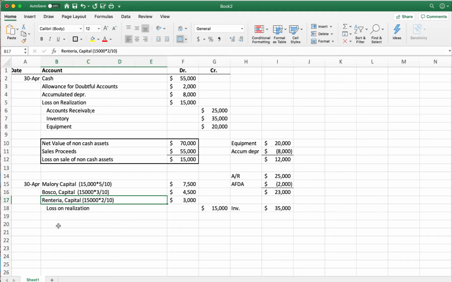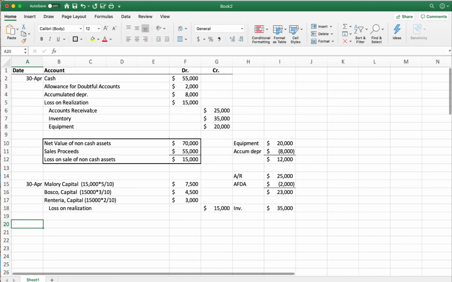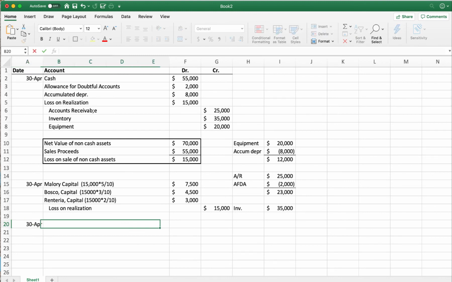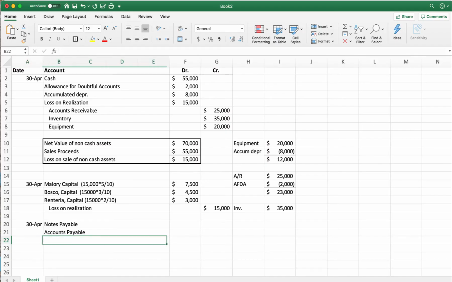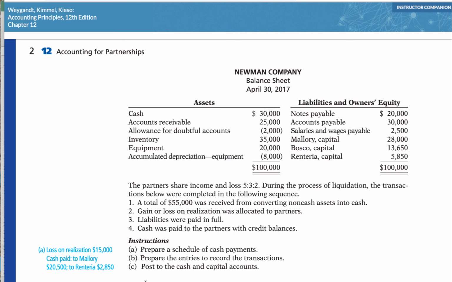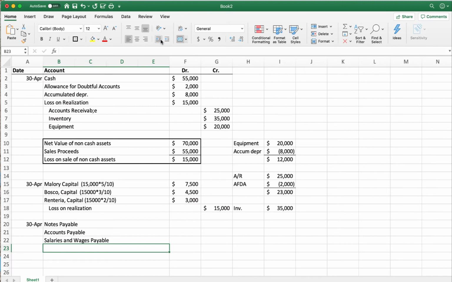Okay? So, to get rid of our liabilities, we're going to debit notes payable. We're going to debit accounts payable. We're going to debit salaries and wages payable. And those are all our liabilities. We need to credit cash because we're paying them off. Okay?